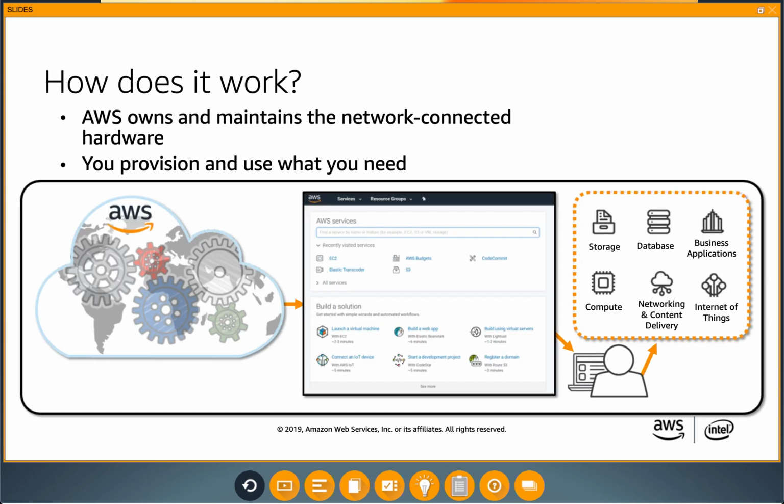So how does it all work? The idea is that we maintain and manage the infrastructure required to provide core IT resources like compute, storage, networking, and databases, and we provide it to you as a service available over the internet. As a large provider, we have vast amount of resources, so you just provision what you need when you need it, and only pay for what you use.